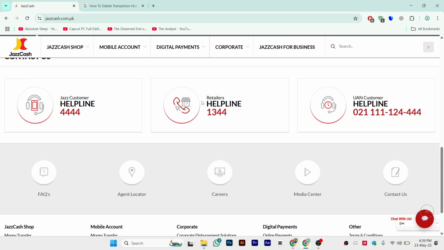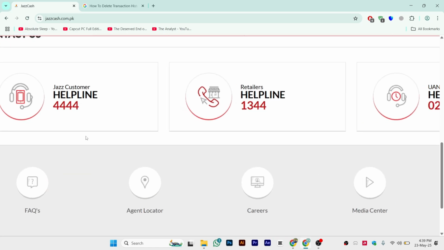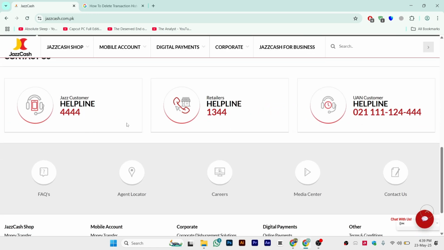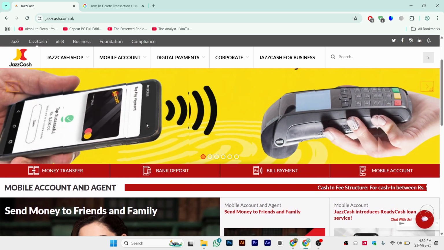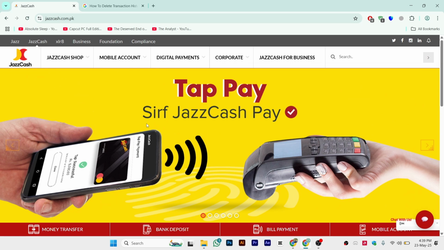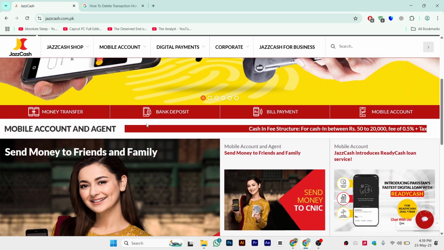However, if you need any further help, this is the helpline of JazzCash: 4444, four times four. You can just call them and contact them, and hopefully they will be able to help you with your specific issue. So that is the simple answer to whether you can or cannot delete your transaction history in JazzCash.